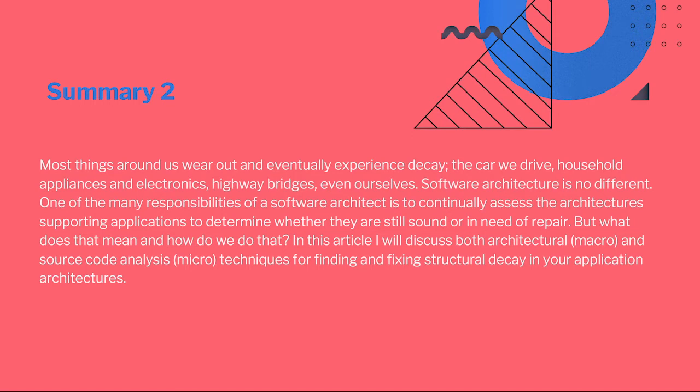Analyzing your architecture and finding structural decay can tell you whether you are using the right architecture pattern and whether your application is healthy and can realize the architectural characteristic it was meant to address. But what does that mean and how do we do that? This article discusses both macro architectural analysis and source code analysis, which is a micro technique, for finding and fixing structural decay in your application's architectures.